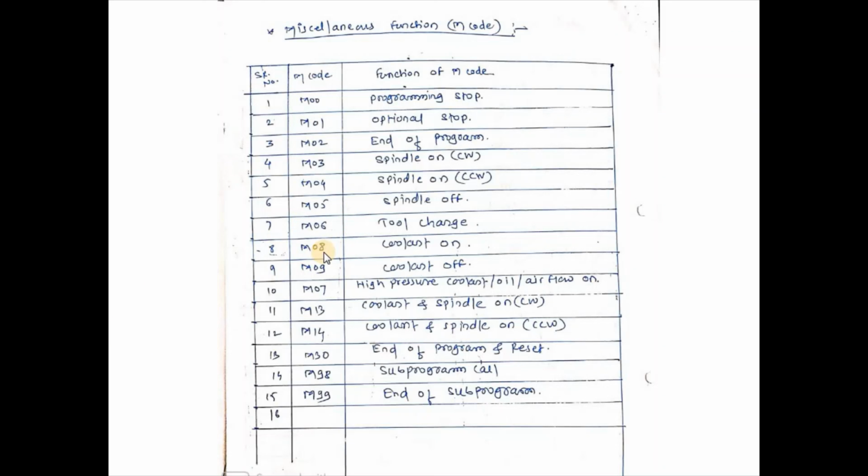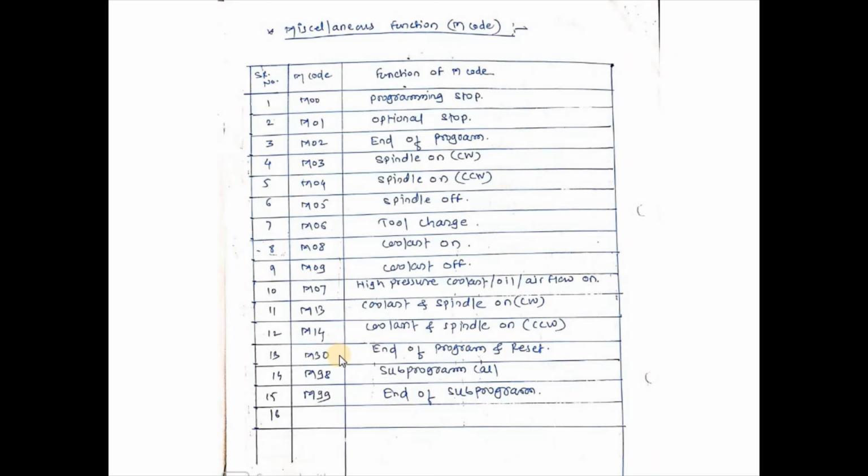Next, M08 is for coolant on. Next, M09 is for coolant off. Next, M07 is used for high pressure coolant oil air flow on. If you want high pressure coolant on, we have to use M07. M13 is coolant and spindle on with clockwise direction. Suppose we want to start coolant and spindle simultaneously, we use the M13 code. Next, M14. If you want to start the coolant and spindle at a time with anti-clockwise direction, you have to use M14.